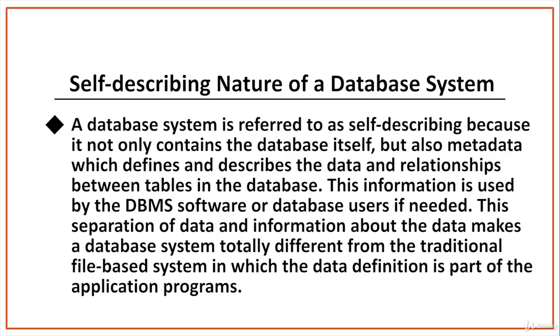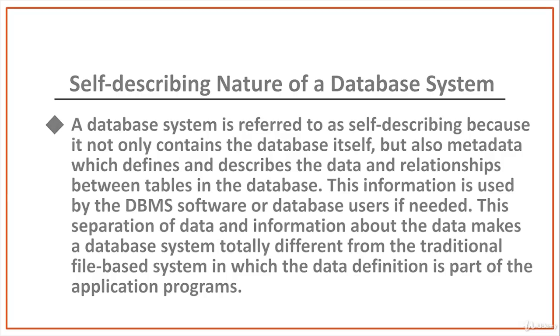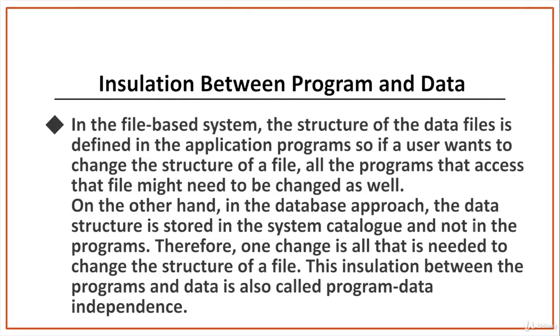This separation of data and information about the data makes a database system totally different from the traditional file-based system in which the data definition is part of the application programs. In the file-based system, the structure of the data files is defined in the application programs, so if a user wants to change the structure of a file, all the programs that access that file might need to be changed as well. On the other hand, in the database approach, the data structure is stored in the system catalog and not in the programs. Therefore, one change is all that is needed to change the structure of a file.